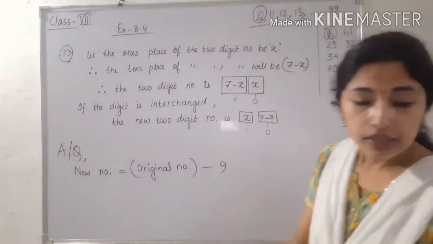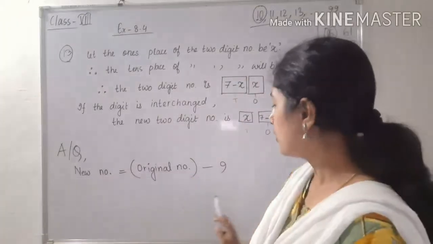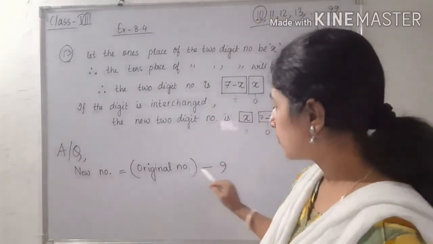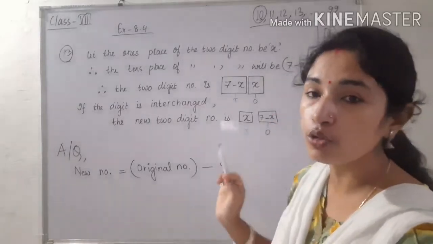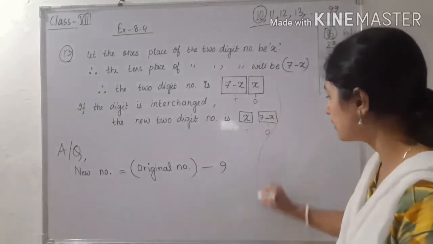Then next, what is written? The number formed is 9 less than the original number. So the new number is equal to what? It is 9 less than the original number, so original number minus 9. This is according to the question. The rest we have to solve, but first see here.